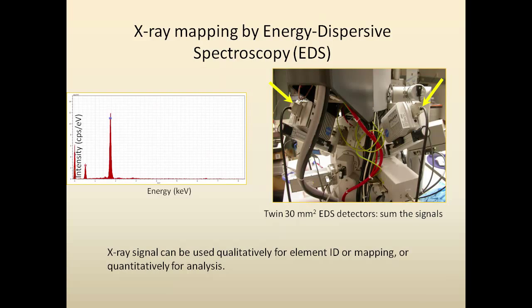Well, here's a technology that I really like for understanding mudrocks. It's X-ray mapping by energy dispersive spectroscopy. What it does is it takes the energy of the electron beam, and when it interacts with material, it generates X-rays that are characteristic of particular elements. You can use this in both a qualitative way and a quantitative way.